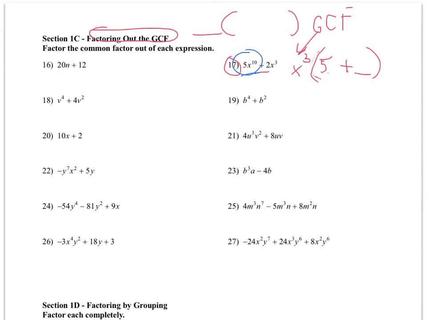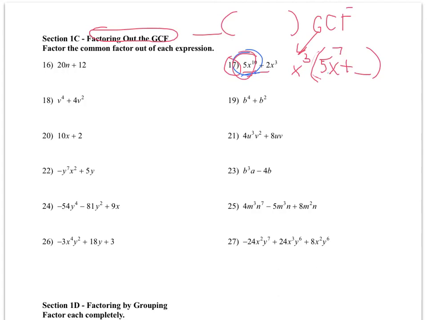And then if I took x cubed out, and I had x to the 10th, or I want to get back to x to the 10th, remember, if I was going to distribute this back through, I'd have to add exponents. So this would be x to the 7th, because x cubed times 5x to the 7th gives me 5x to the 10th.